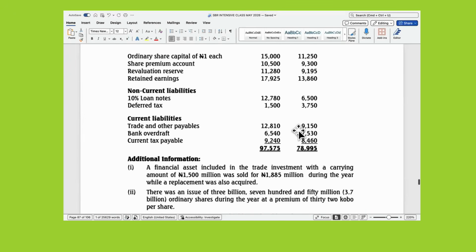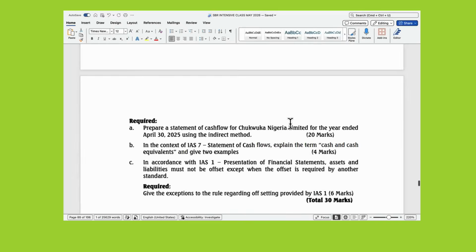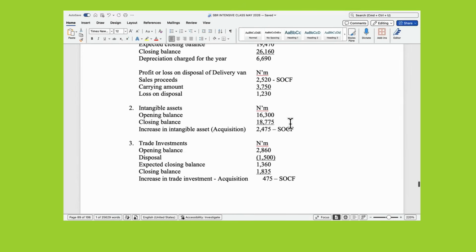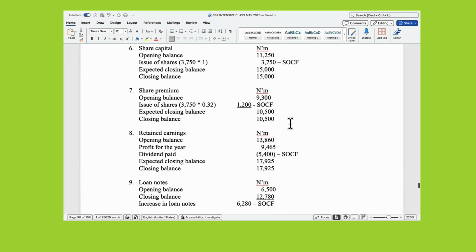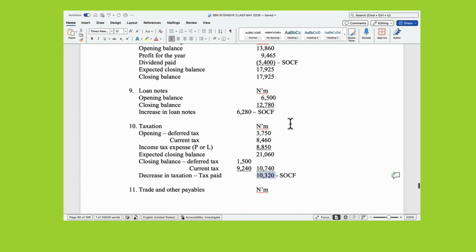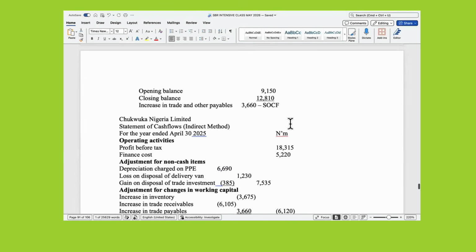Then I moved to trade payables. This one increased from 9,150 to 12,810. It means that you borrowed more money, inflow. Bank overdraft, you ignore that because it's a cash equivalent. And that's it. If you can capture all of these movements, I've captured everything: inventory, receivables, share capital, share premium, retained earnings. You are done.